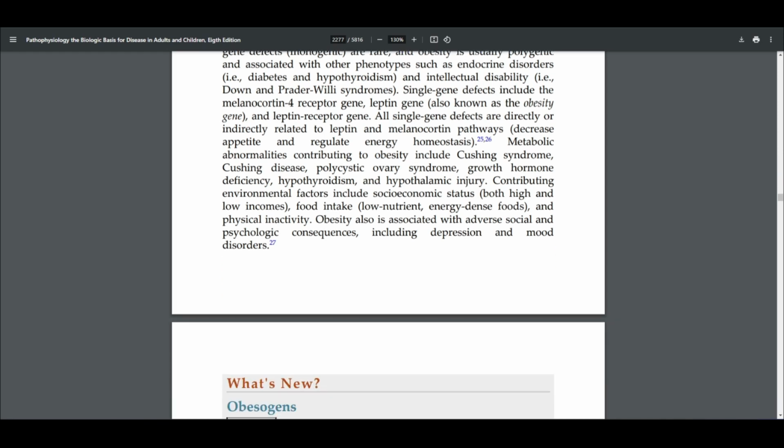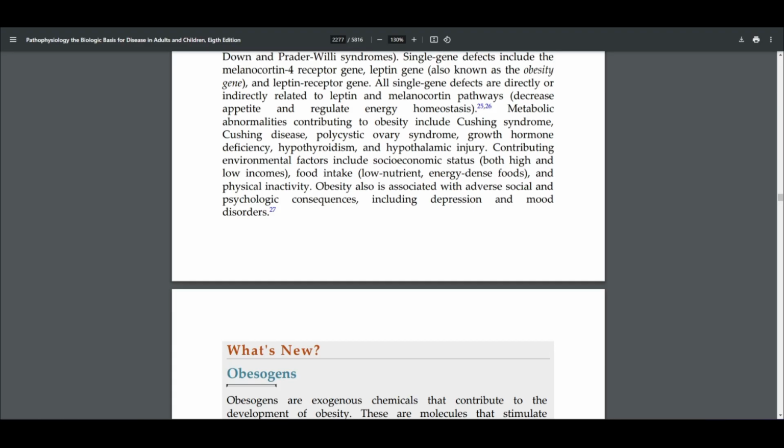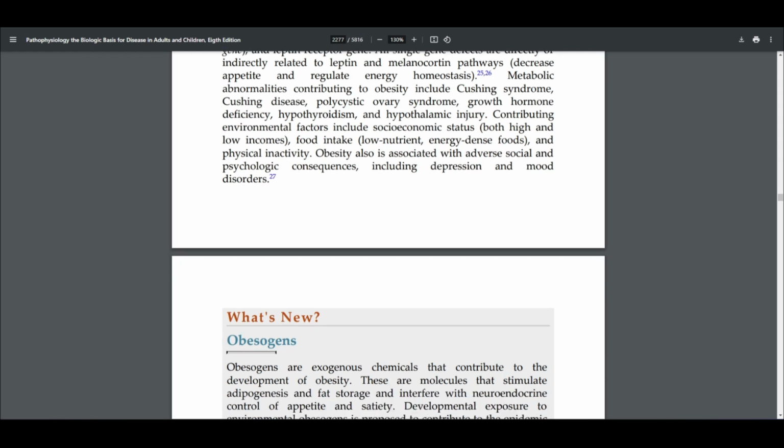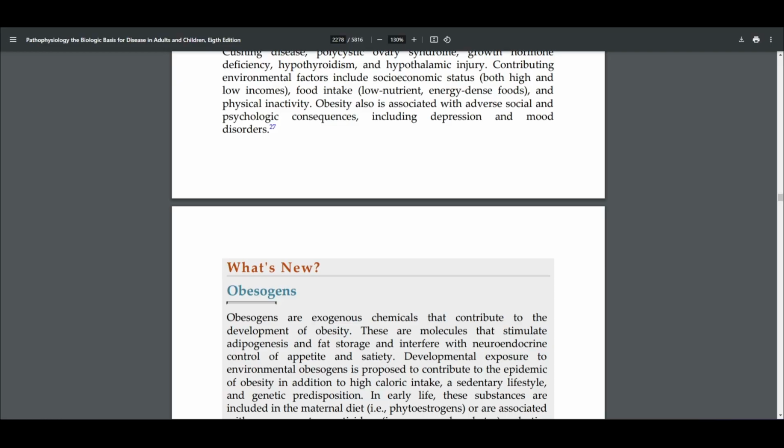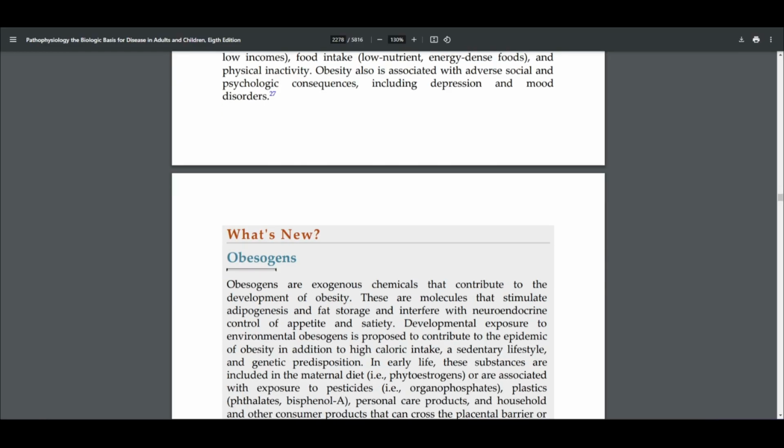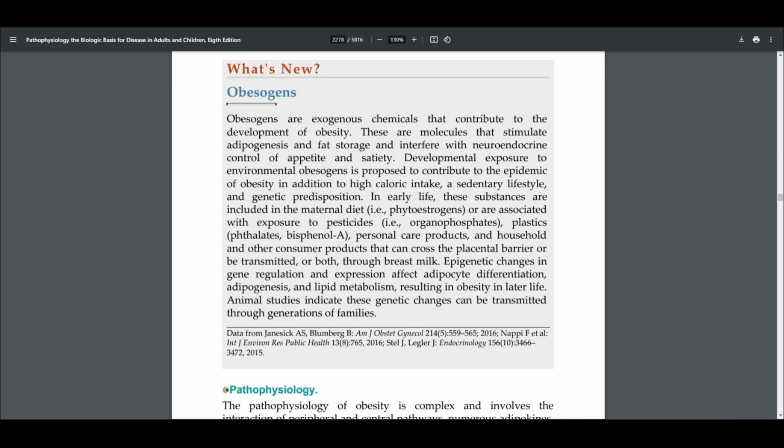All single gene defects are directly or indirectly related to leptin and melanocortin pathways. Metabolic abnormalities contribute to obesity, including Cushing syndrome, Cushing disease, polycystic ovary syndrome, growth hormone deficiencies, hypothyroidism, and hypothalamic injury. Contributing environmental factors include socioeconomic status, food intake, and physical inactivity. Obesity also is associated with adverse social and physiologic consequences, including depression and mood disorders.